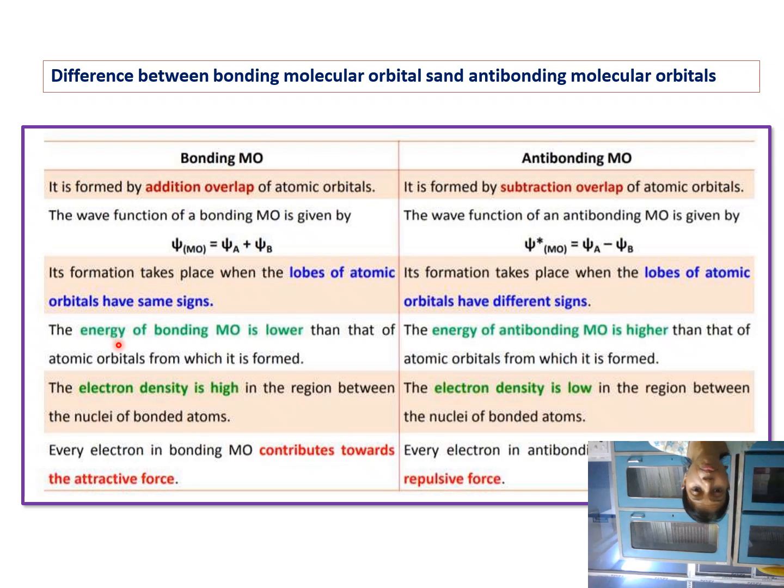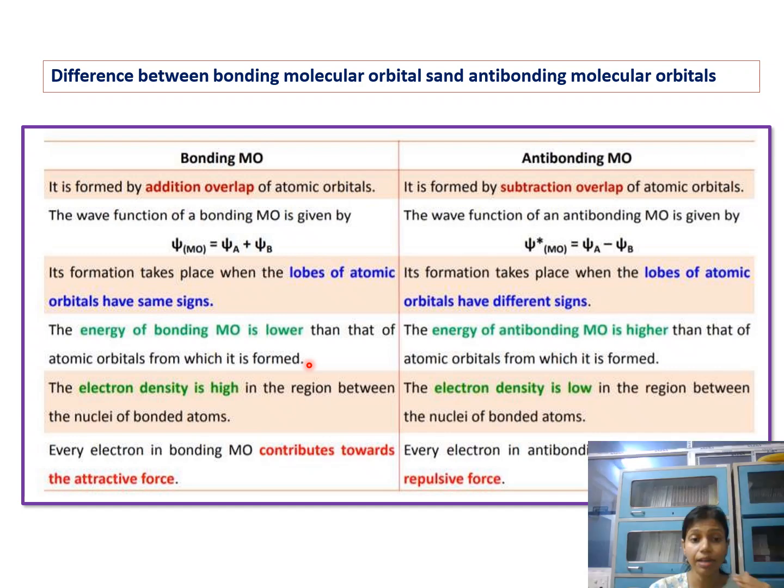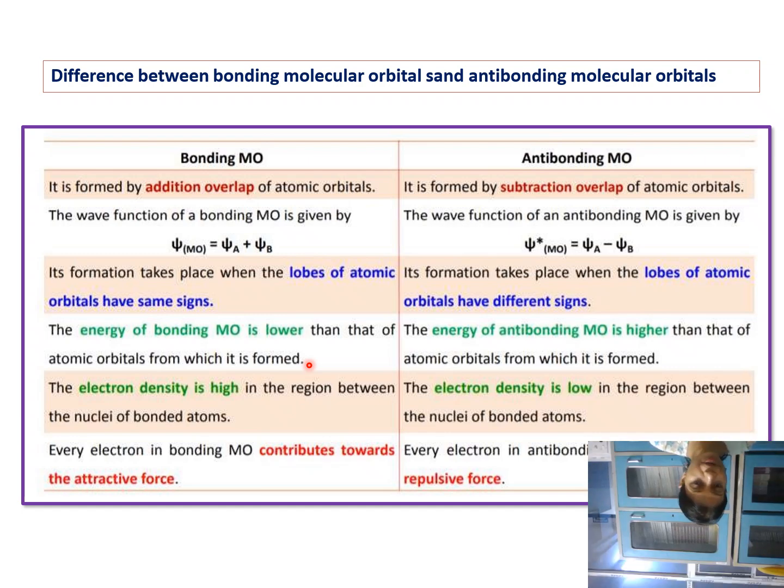And you see, bonding molecular orbital always has lower energy than the energy of the atomic orbitals. Okay, and the antibonding molecular orbitals will have higher energy than that of atomic orbitals. We can see from this.